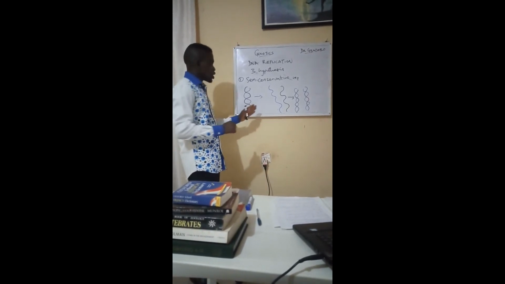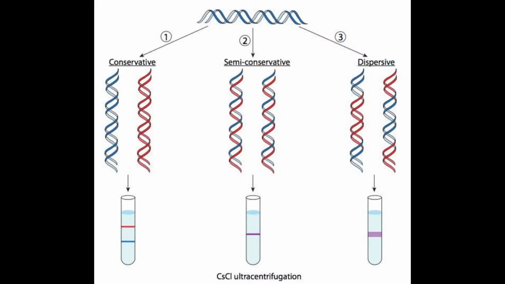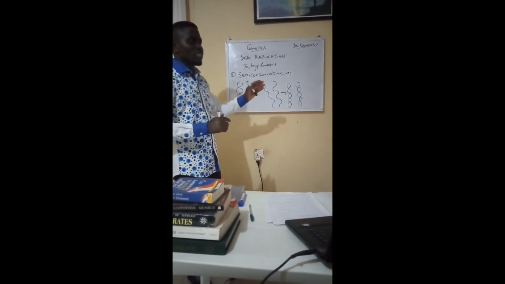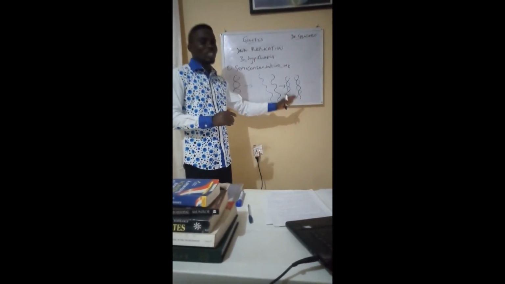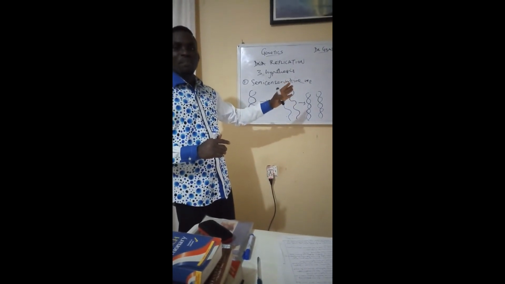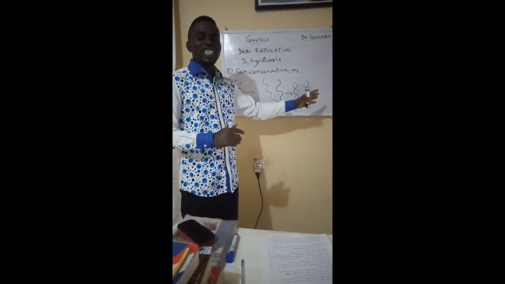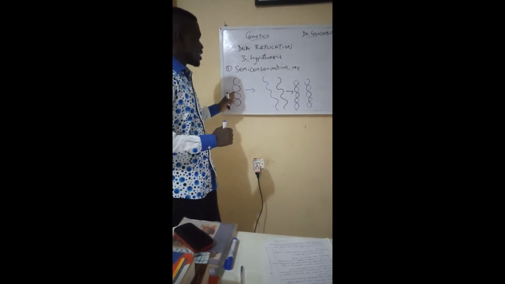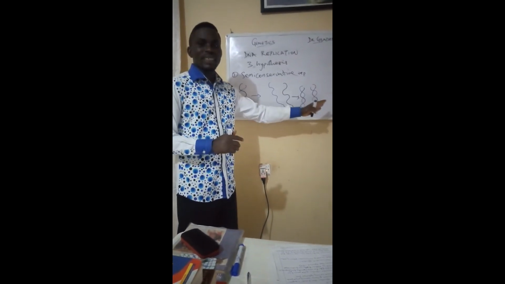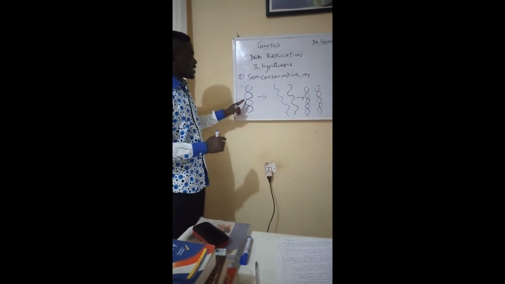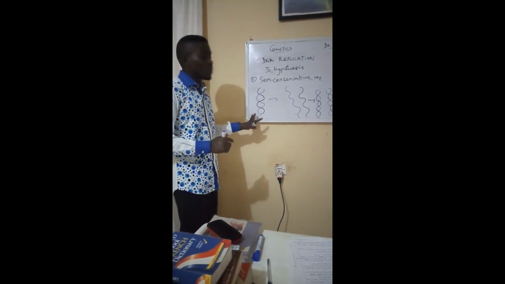This is just the illustration for semi-conservative. The semi-conservative hypothesis says that from the parent DNA, in the daughter DNA that is produced, half of the parent is conserved in each daughter DNA. That is, this is the DNA that is to be replicated.